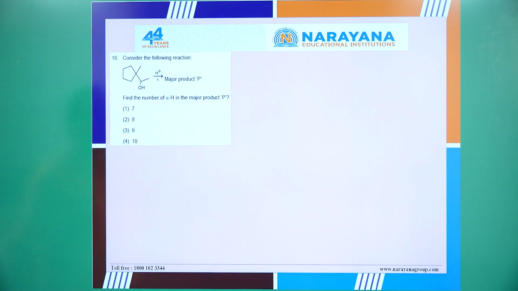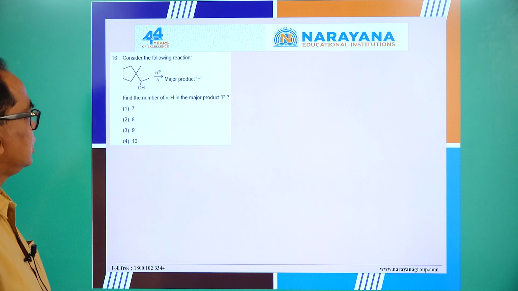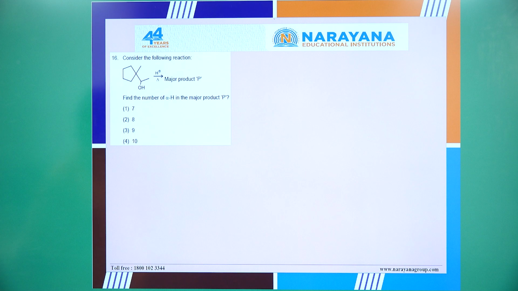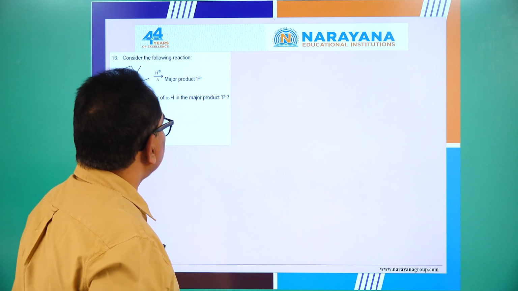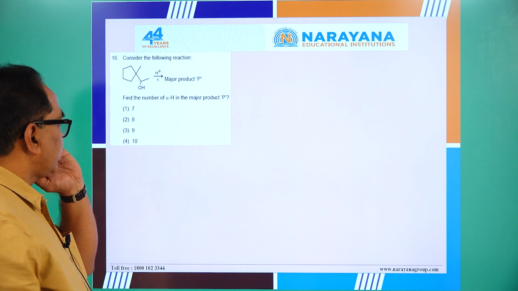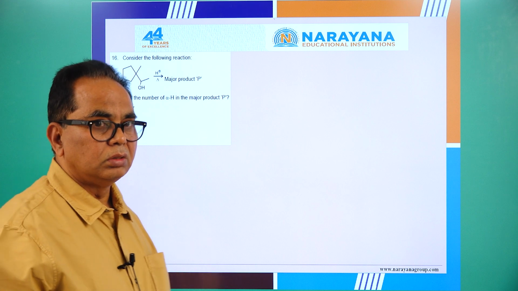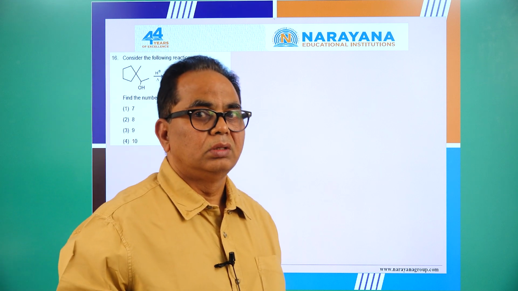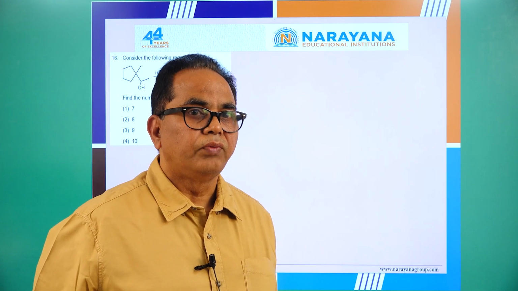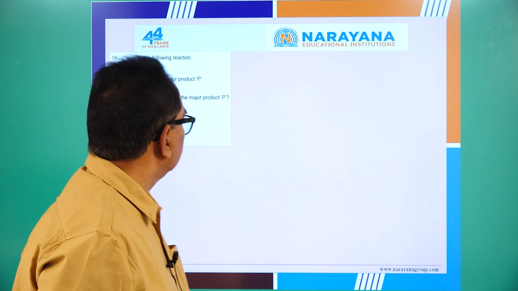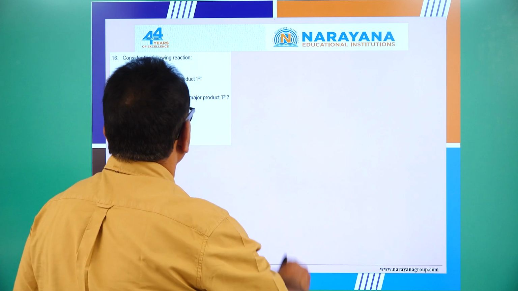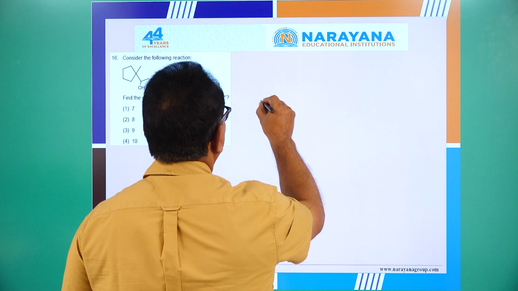Consider the following reaction. Major product P. Find the number of alpha hydrogens in the major product P. So this is an E1 elimination reaction where carbocation is the intermediate. If carbocation is the intermediate, we should expect a rearrangement for better stability. See, I am directly writing the carbocation here.